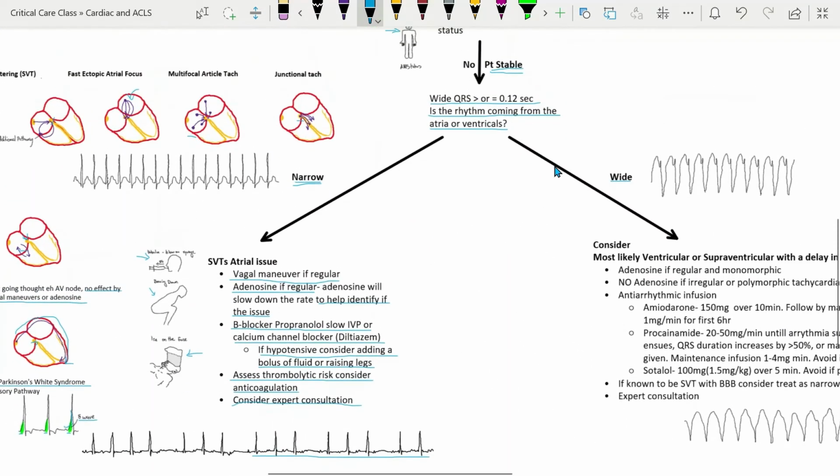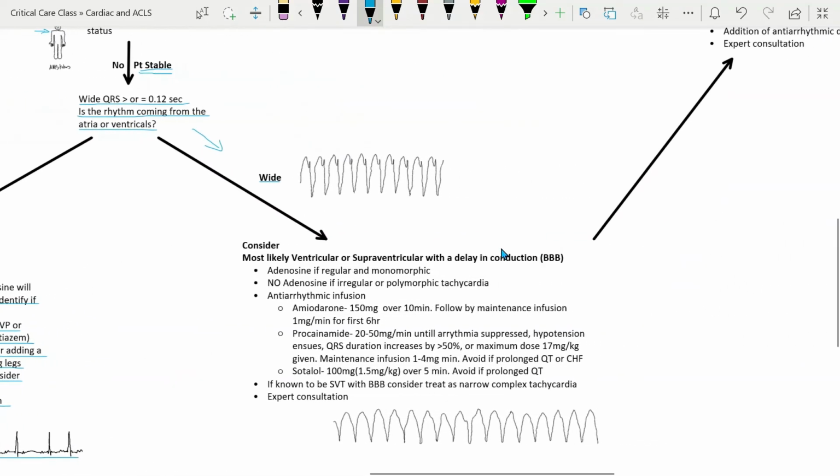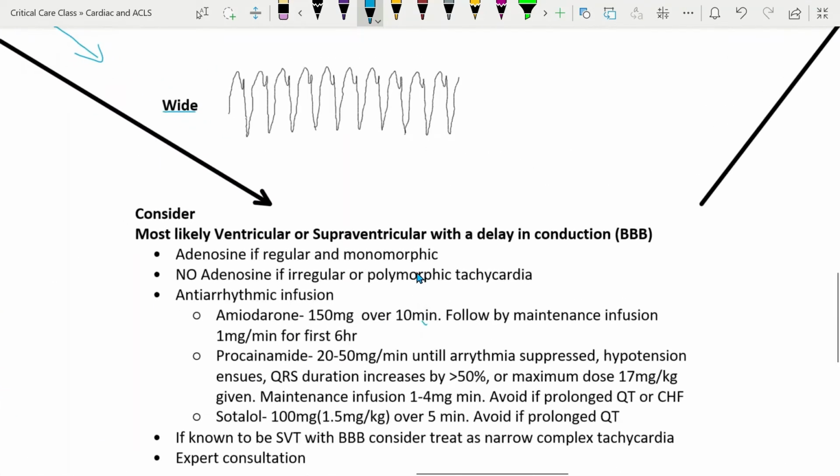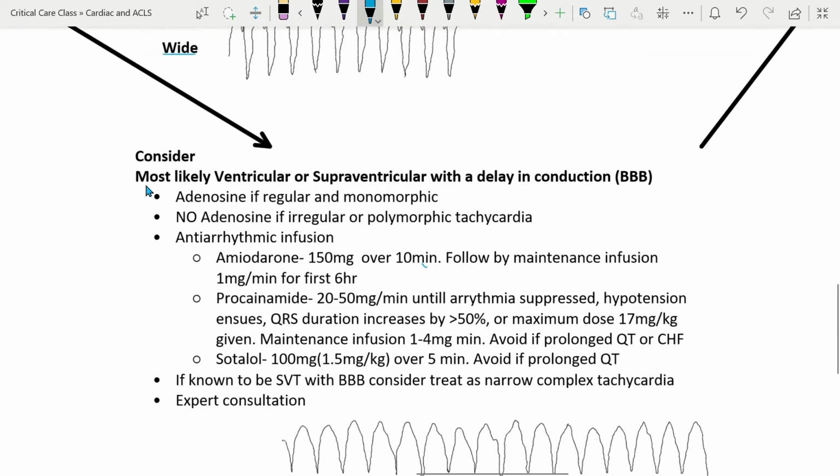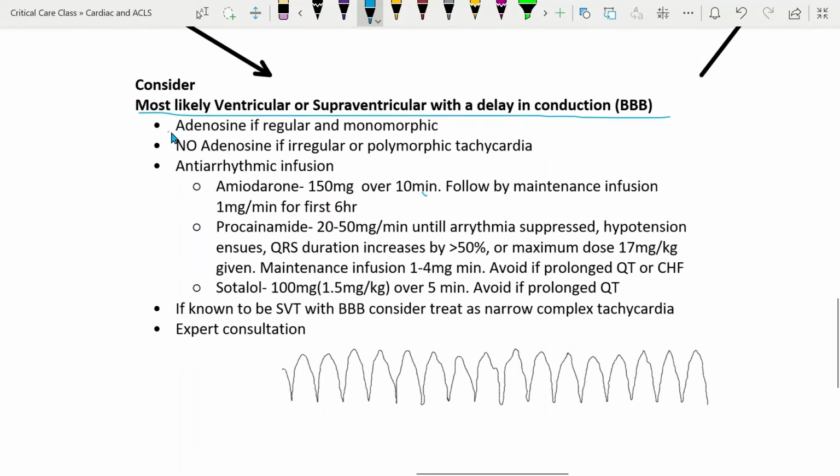Now, if the QRS is wide and the patient is stable, the cause is most likely ventricular unless the patient has SVT with pre-existing bundle branch block. Adenosine can be given if the rhythm is regular and monomorphic. Adenosine is contraindicated for irregular or polymorphic tachycardia.